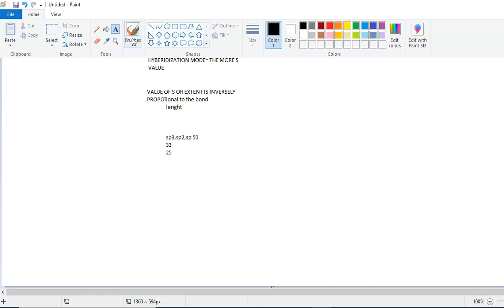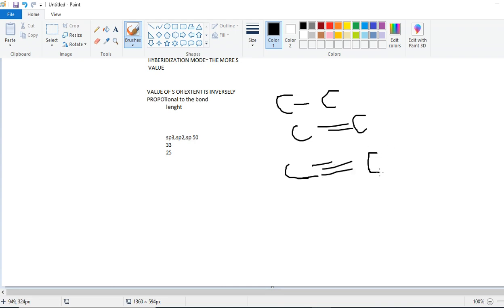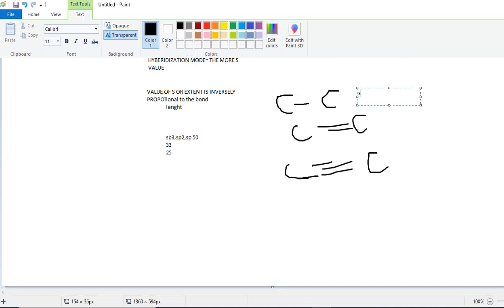Now I'm going to make ethene and ethyne here, so it will be more clear to you. Let me brush it. So this is carbon with a single bond, ethane, carbon with a double bond, ethene, carbon with a triple bond, ethyne. This is only a rough diagram, so ignore it. Here the hybridization is sp, here sp2, here sp3.